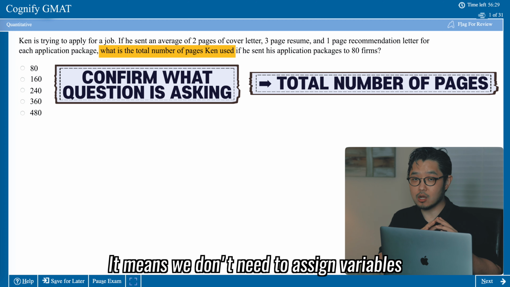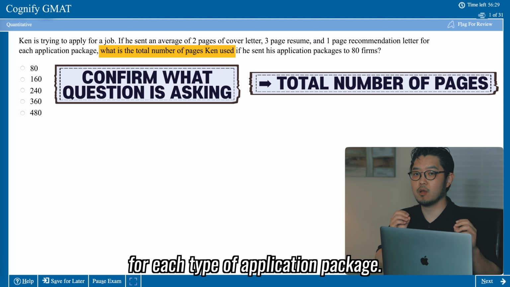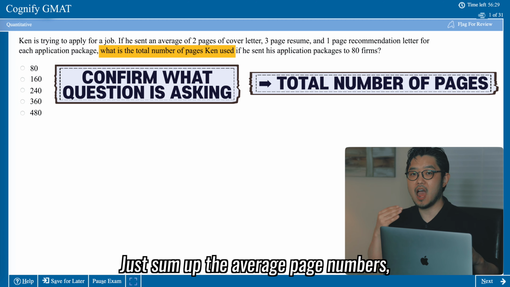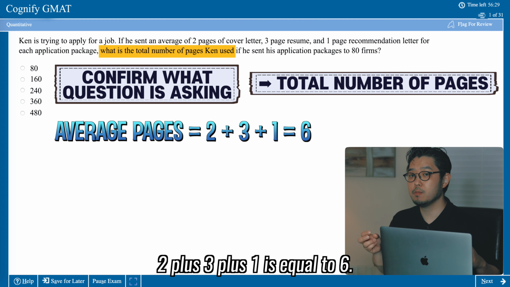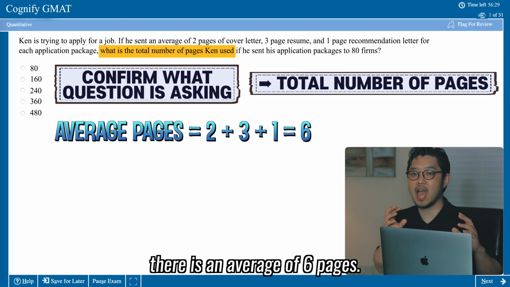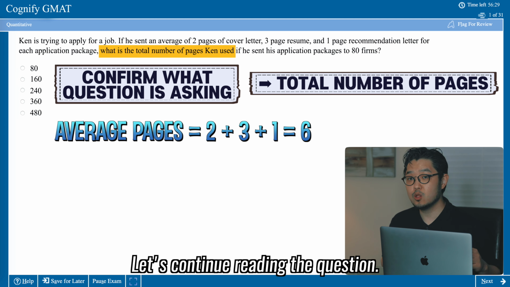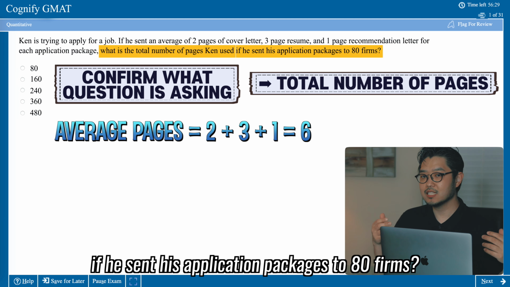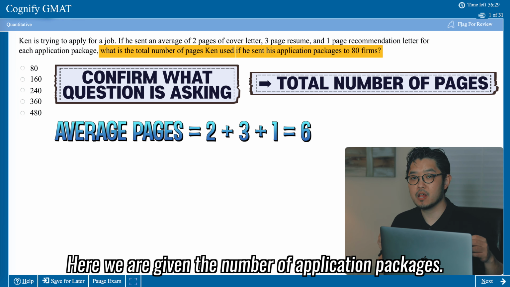It means we don't need to assign variables for each type of application package. Just sum up the average page numbers, 2 plus 3 plus 1 is equal to 6. So for each application package, there is an average of 6 pages. Let's continue reading the question. If he sent his application packages to 80 firms, here we are given the number of application packages.